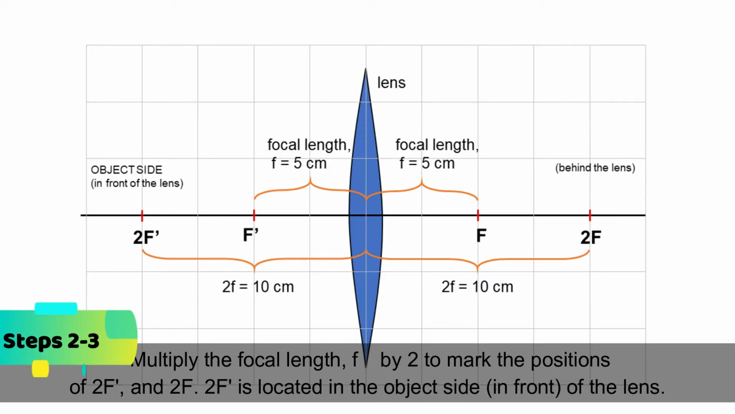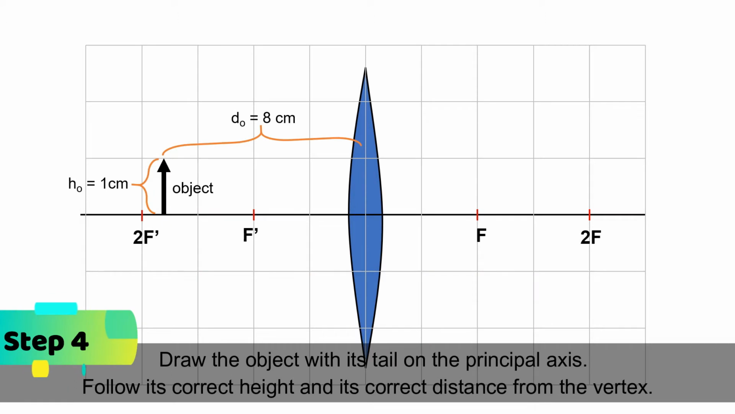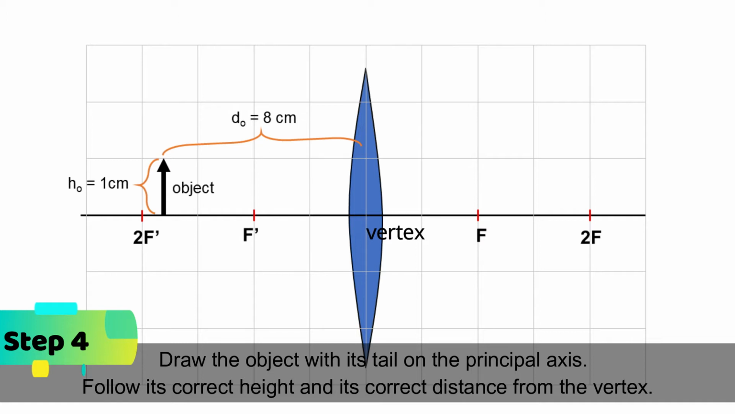The side where you see the object is the front of the lens, and this is where we see the f' and the 2f'. By the way, the focal points are located using the lens's focal length. We multiply the focal length by 2 to get the location of 2f and 2f'. Now, we draw the object standing upright on the principal axis, following its correct height and its correct distance from the vertex. We can use an upright arrow to represent the object.